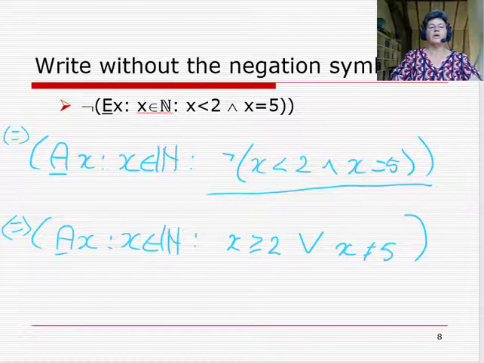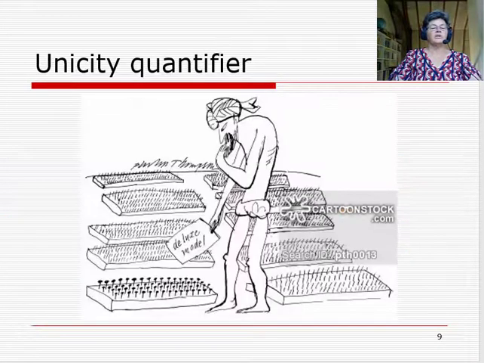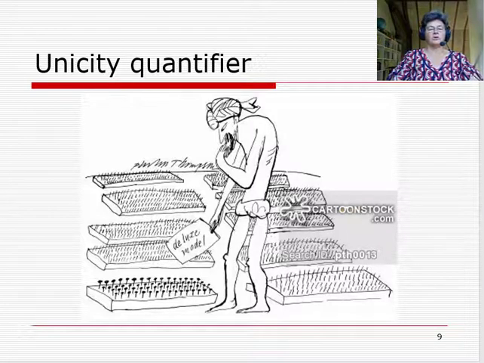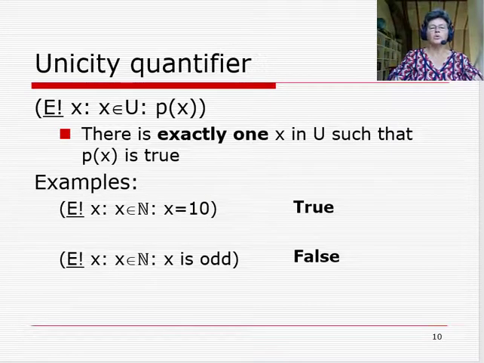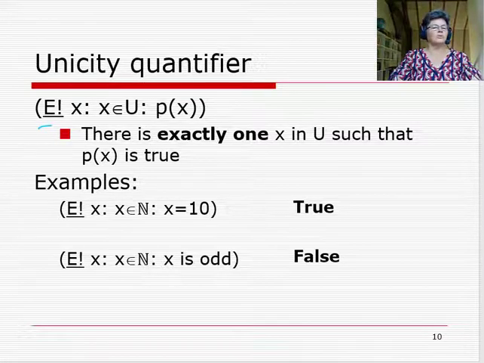Okay, one last part. In this lesson we introduce a new quantifier, which is the unicity quantifier. And in fact, basically, it is just an existential quantifier with one extra condition. So if we looked at an existential quantifier, this E, then we could have 1 or 2 or 3 elements from the domain for which it is true. That would make the proposition true.